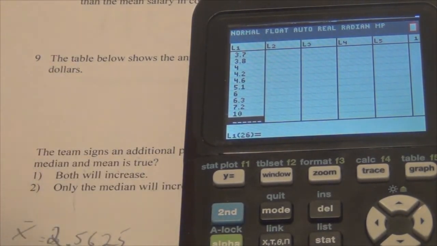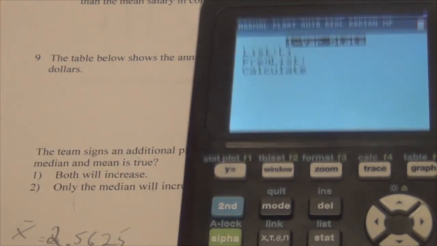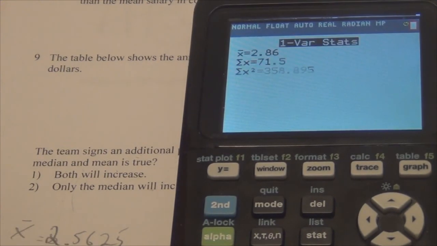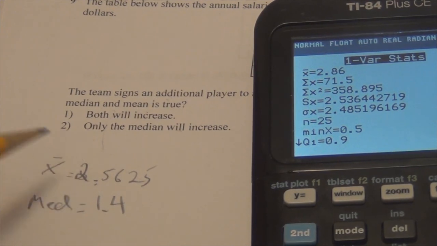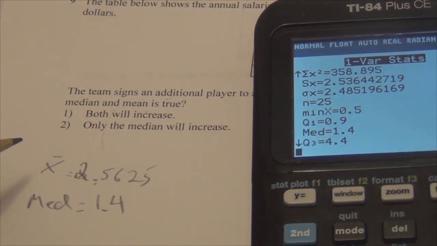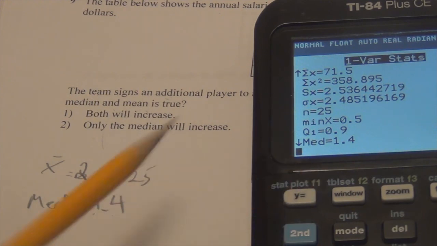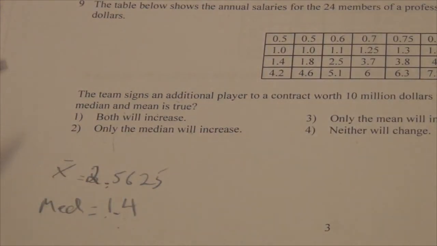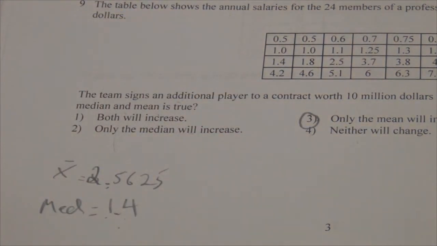Let's see what happens. So once again, I'm gonna press stat and calculate, and I'm gonna go to one variable. Where's my data? In L1. Now calculate. Let's see now. The mean, definitely it changed. The median, yo, this calculator's odd. Look at the median. It's still 1.4. Boom. So only the mean will change. No way, this is odd.